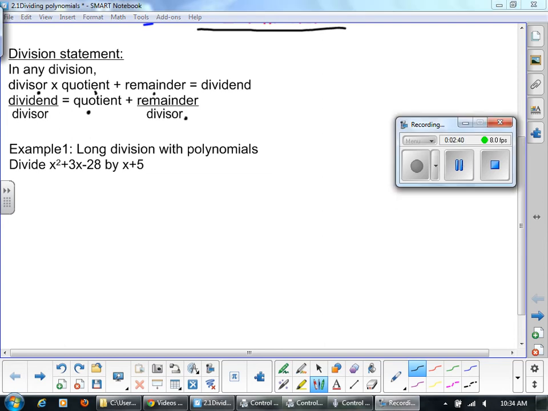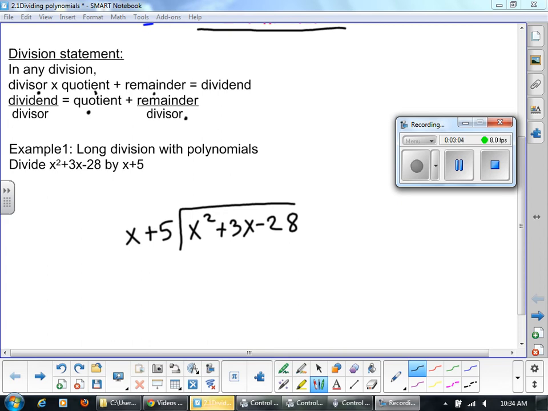Okay, we're going to set this up like the long division in grade 5. So we're going to write x squared plus 3x minus 28. That's our dividend. And then we're going to use x plus 5 on the outside. Everyone's good so far? Okay, so the first question is you're going to focus on just x in the front here. And you're going to ask yourself, how many times does x go into x squared?